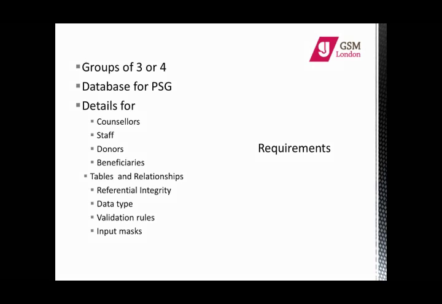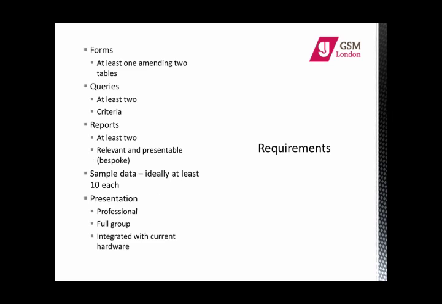This information needed to be maintained and stored in tables with relationships between them, and those relationships should have referential integrity. They should have the appropriate data type. So for instance, a phone number, which is one that often confuses students, should be stored as text because the first number is 0, and if you store it as a number, then Microsoft Access will just drop the 0 off the front. You also need validation rules and input masks, and we'll talk a little bit more about those in a moment. We asked for forms, at least one that would allow you to enter and amend data in 2 different tables.